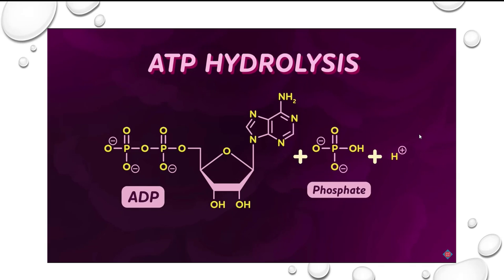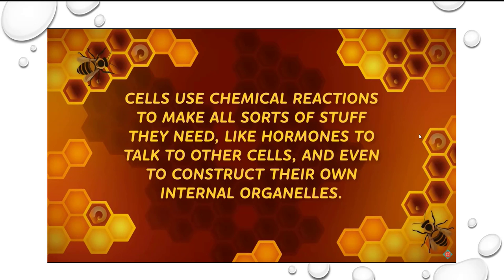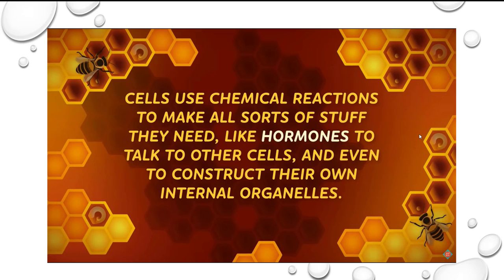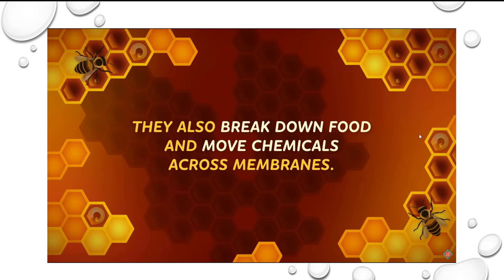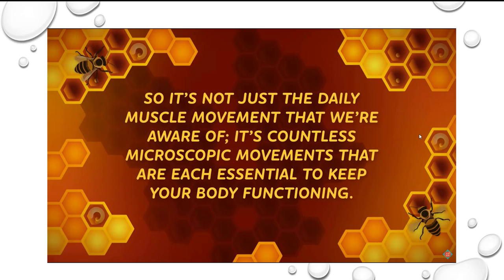When cells need that stored potential energy, chemical reactions have to unlock it from the sugar molecules and get the work of life done. With other key reactions, this process releases potential energy to do whatever work is needed in the cell. And there's a lot of work to be done. Cells use chemical reactions to make all sorts of stuff that they need, like hormones to talk to other cells, and even to construct their own internal organelles. They also break down food and move chemicals across membranes. So it's not just the daily muscle movements that we're aware of. It's countless microscopic movements that are each essential to keep your body functioning.